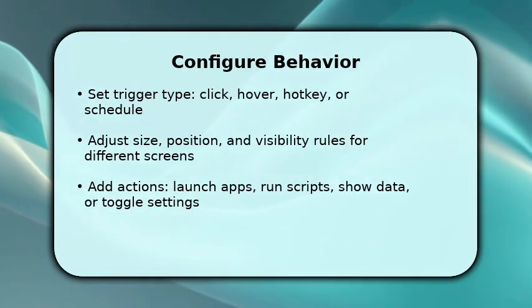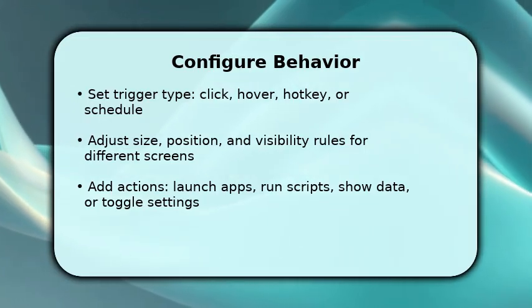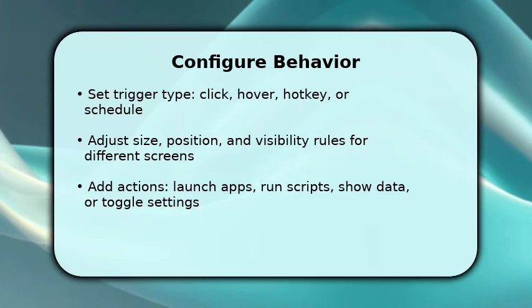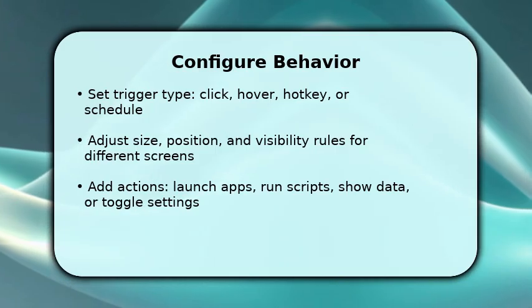Next, add actions by chaining launches, scripts, data widgets, or toggles. This is where you define the sequence of outcomes. As you add actions, test them in preview to verify timing and order before saving.